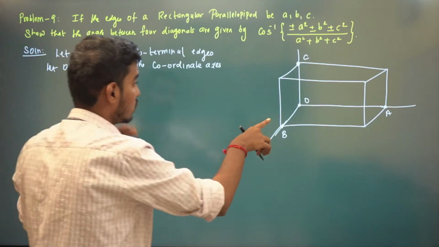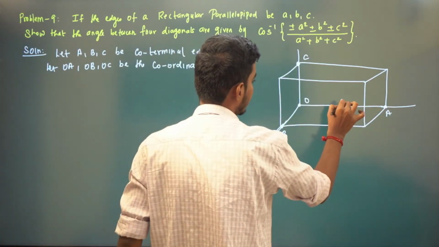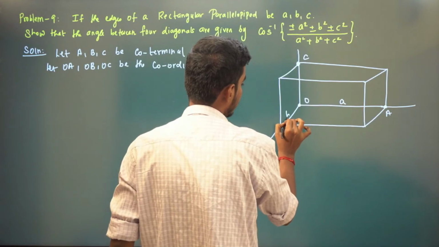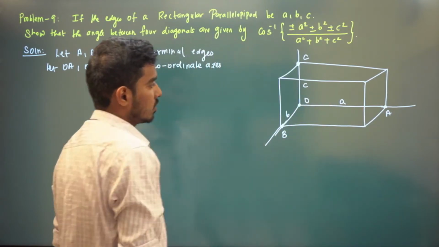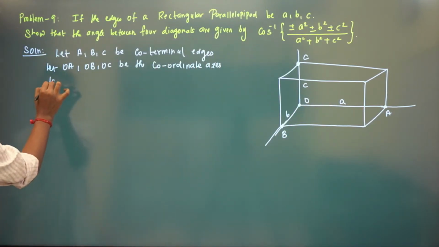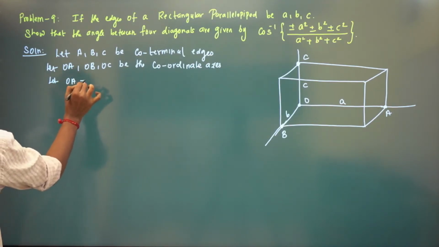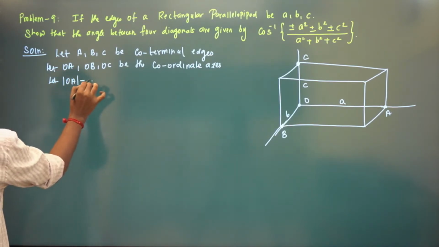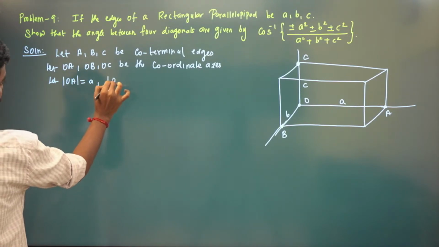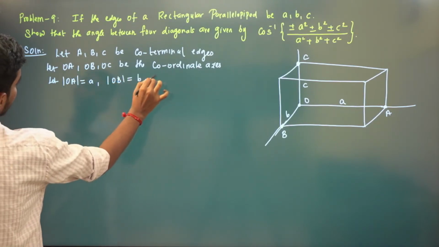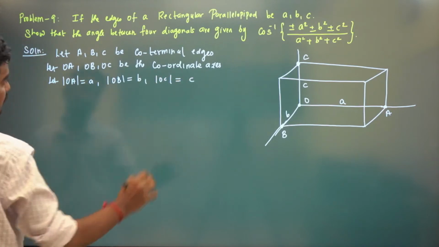So let the distance from O to A be a, let this distance be b, and let this distance be c. So let OA, that is the distance from O to A, be a, the distance from O to B be b, and O to C be c.